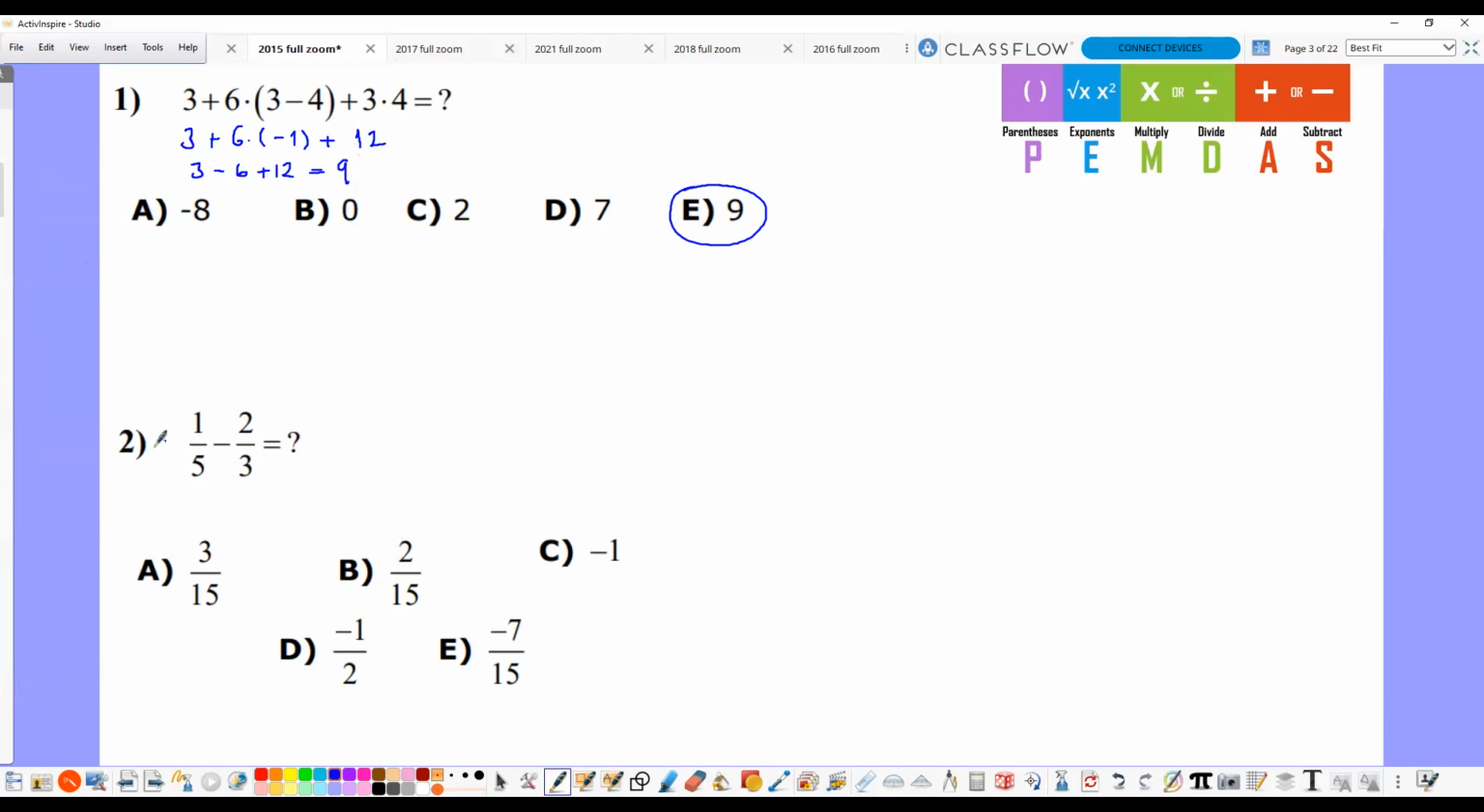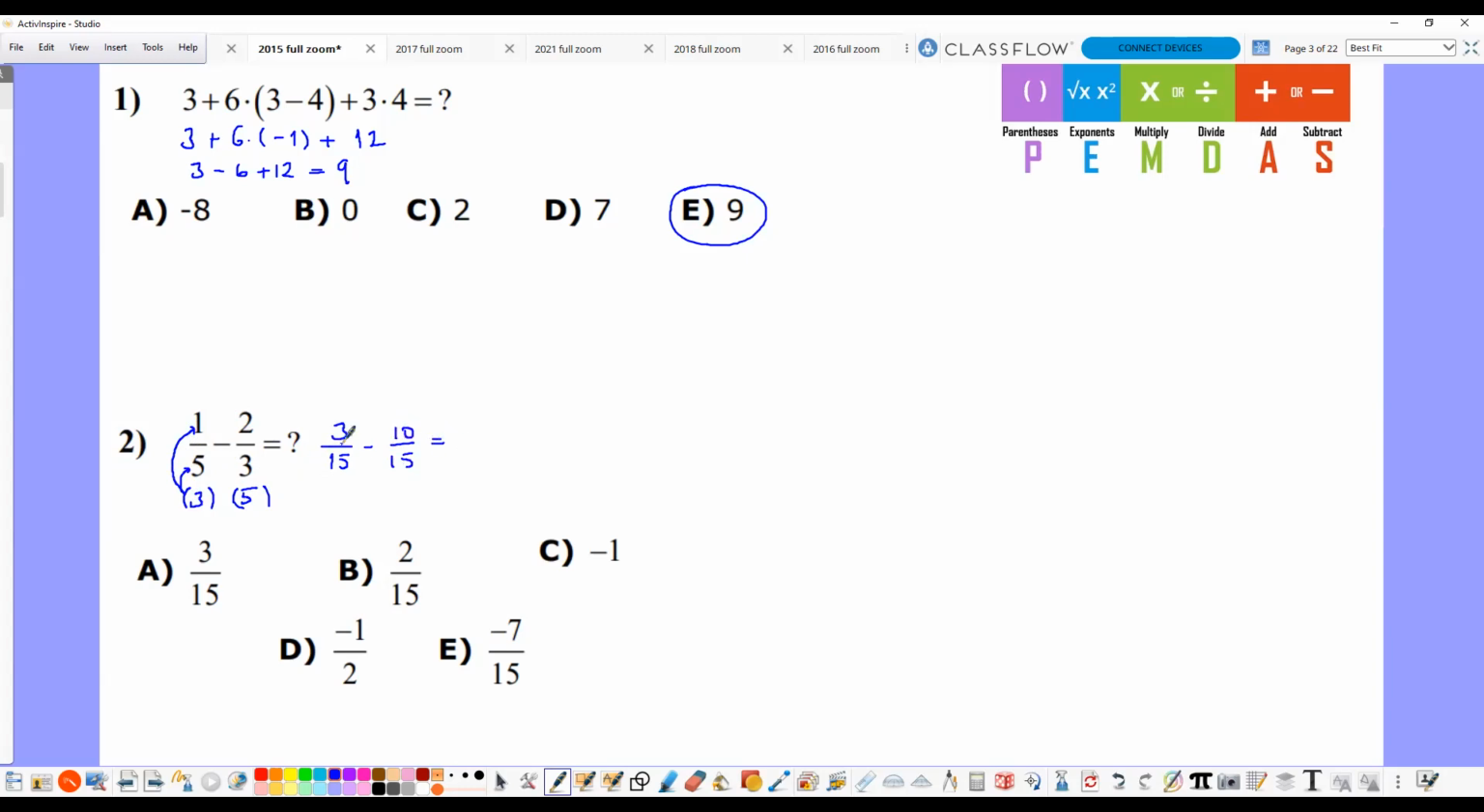Okay, let me continue with the second question. Here, this is the subtraction between the fractions. To make the denominator the same, we are going to cross-multiply, because they are prime numbers, 5 and 3. So 5 times 1, 5 times 3, 3 times 1, from the previous lessons, it's equal to 3. 3 times 5, it's equal to 15. 5 times 3, it's equal to 15. And 5 times 2, it's equal to 10.